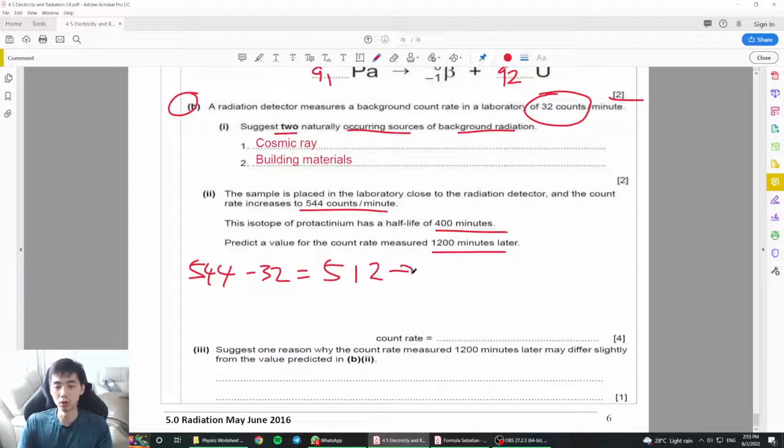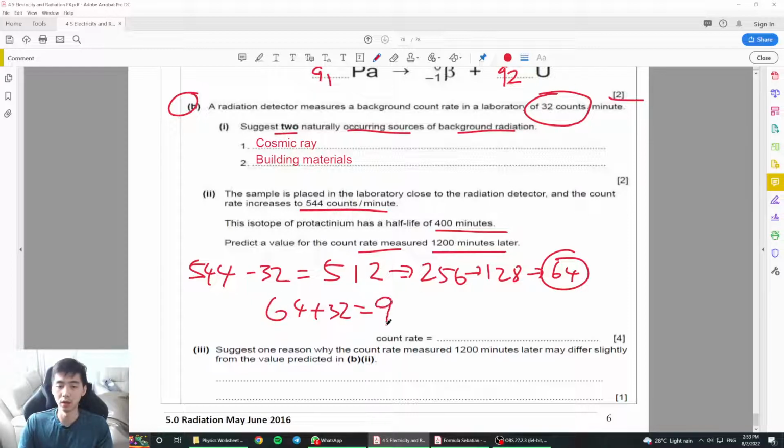512 is the one that goes through half-life decay, which will give you 256 and then 128. How many? Oh, 3 only. So this is 1, this is 2, and this is the third one, 64. But this is not the final answer because they want you to predict the count rate at the detector later on, right? So you need to add back the background radiation, which is 64 plus 32. At the end of the day, you're going to get 96. And what's the unit? Counts per minute. This one here is supposed to be 96 counts per minute.